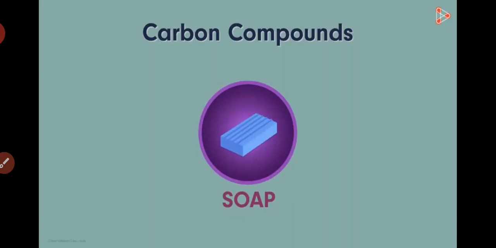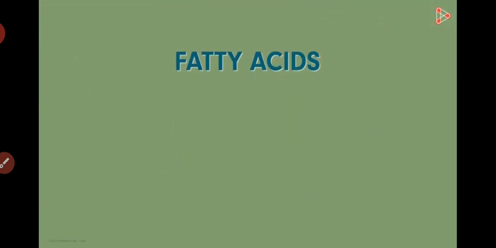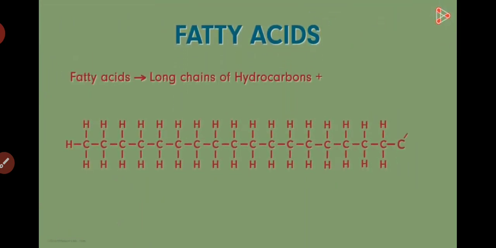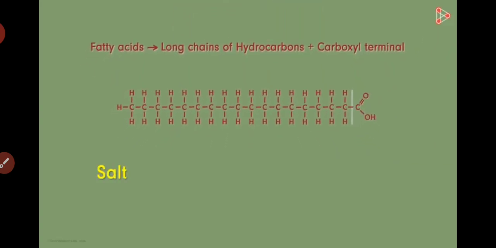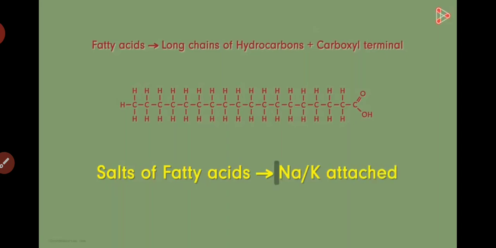Wait, what? Are soaps carbon compounds? Yes, they are. Soaps are chemically the salts of fatty acids. Let's understand this. Fatty acids are extremely long chains of hydrocarbons with a carboxylic acid attached at one terminal. Now, since soaps are salts of fatty acids, they have sodium or potassium attached to the chain. So can you guess the structure? Let me help you with that.